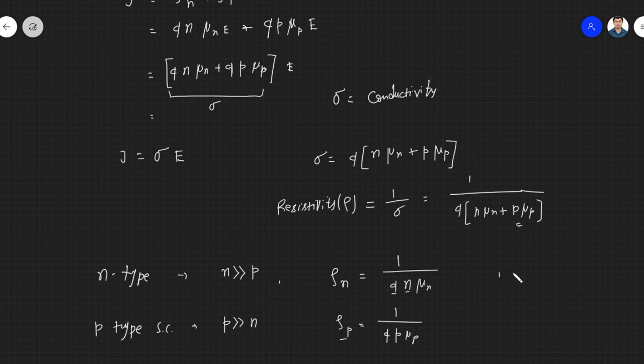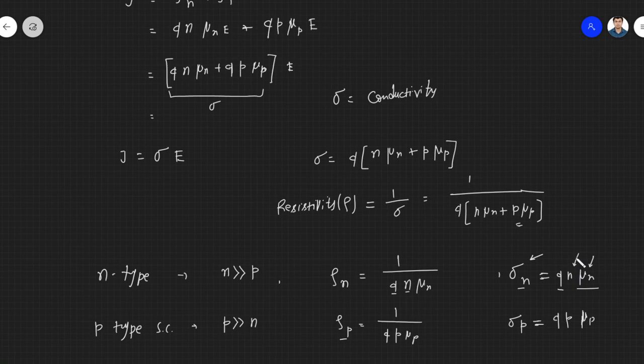So sigma n is just q n mu n, and sigma p is equal to q p mu p. So the conductivity for an n-type semiconductor, q is constant, so it depends on the carrier concentration and the mobility, right? Not only a single parameter. So for some materials, sometimes we'll see the mobility is high, but still the conductivity is low because of the lower carrier concentration.